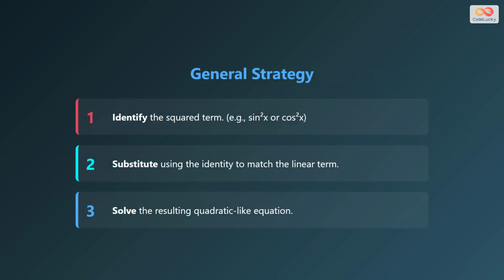Our strategy involves three main steps. First, we identify the squared term in the equation. Second, we substitute that squared term using the Pythagorean identity to match the other linear term in the equation. Finally, we solve the resulting equation, which usually behaves just like a standard quadratic equation.